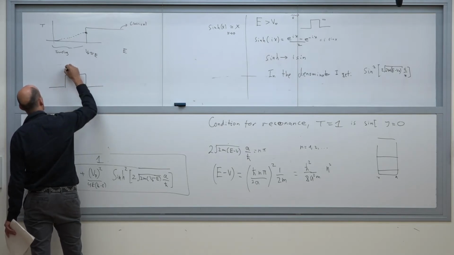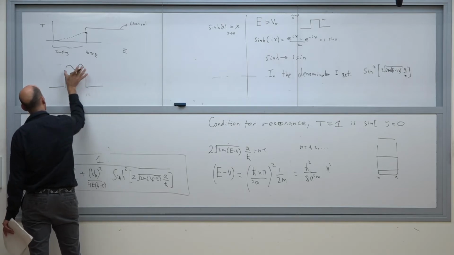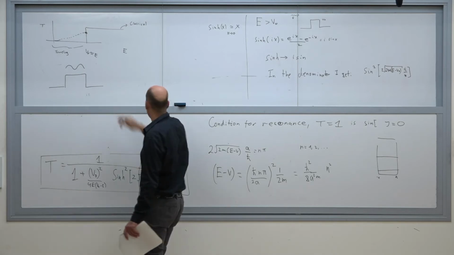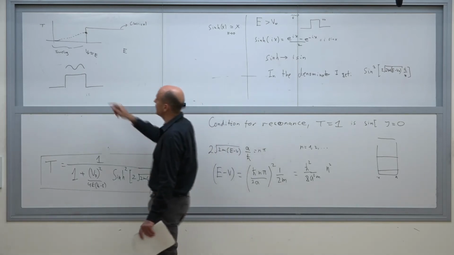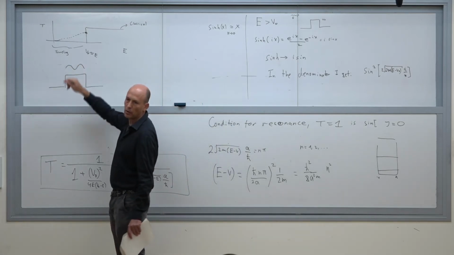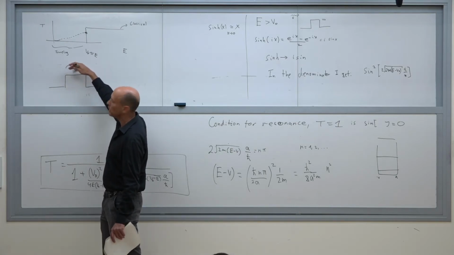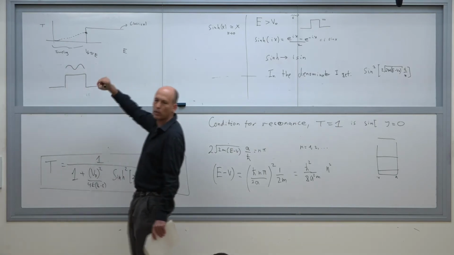You have some waves here which are commensurate with the size of this potential, because E minus V is like the kinetic energy. So what is happening here? The wave function has changed. Now you still have a wave. That's why I draw something wiggly.